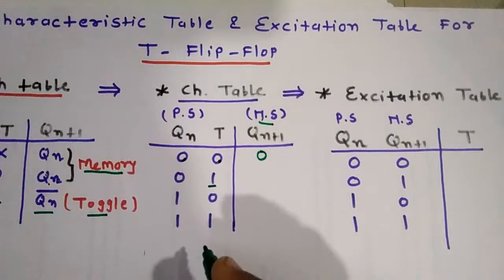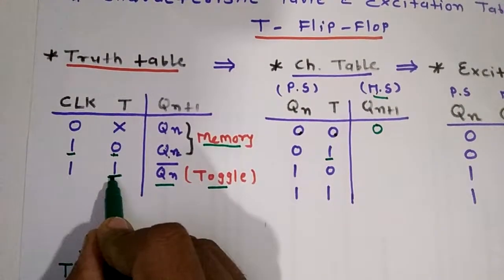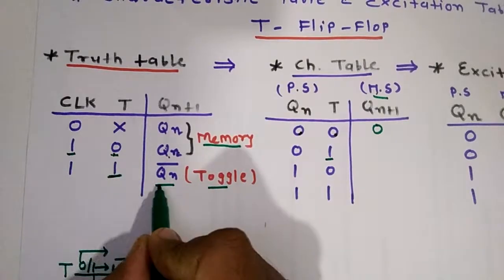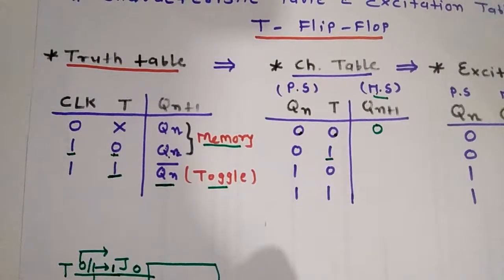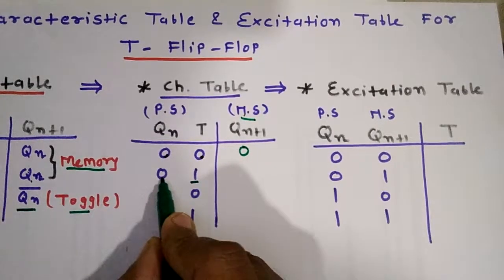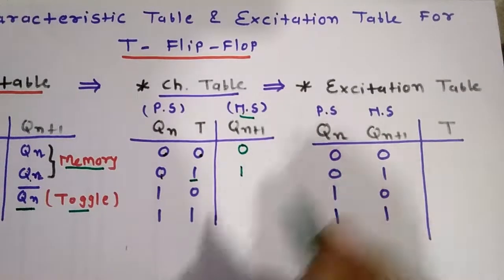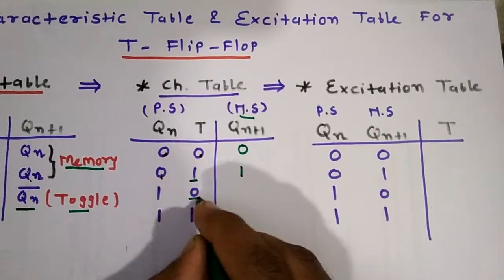If T is equal to 1, according to the truth table, output is complementary. If input T is equal to 1, then output is Q of n bar. Here Q of n is equal to 0, so Q of n bar is equal to 1.